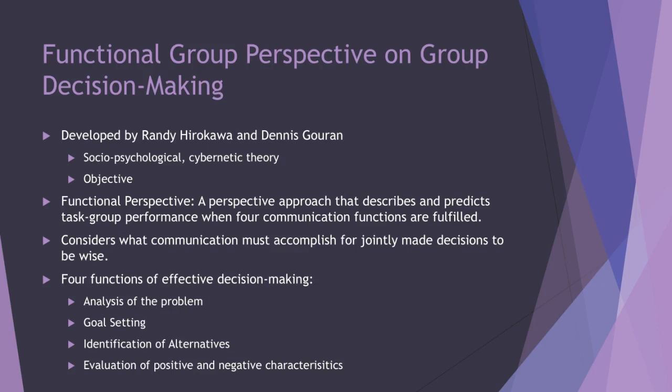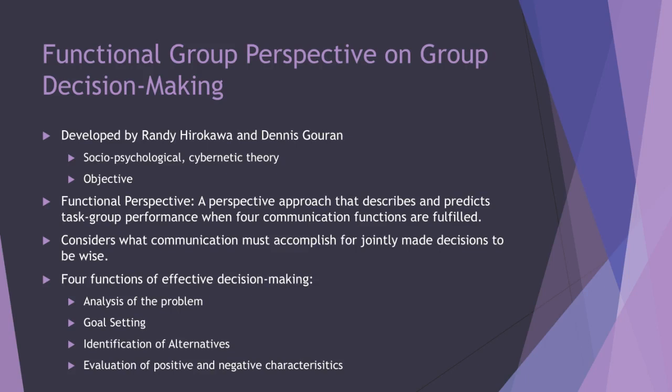reach high quality solutions, they refer to requisite functions of effective decision making. These are requirements for positive group outcomes, the problem analysis, goal setting, and things of that nature. They refer to these as functional perspective labels. These 4 functions are listed here in the slide, and they clearly tell us what each of them mean.